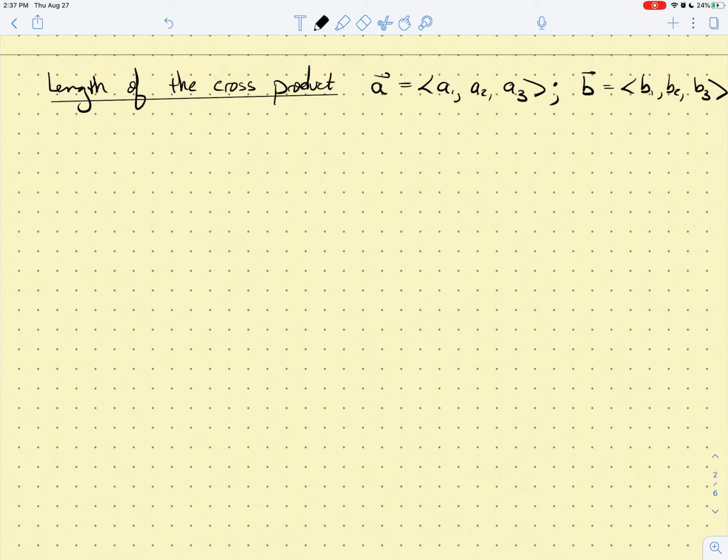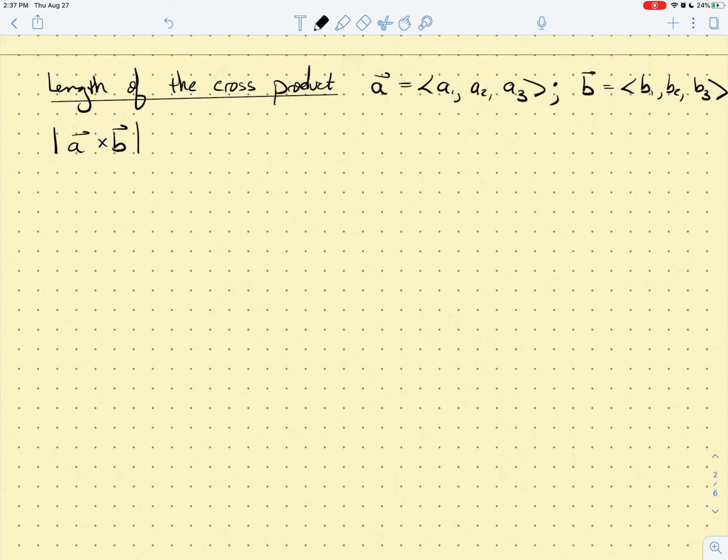Well, at the risk of putting some of you to sleep, I want to do a computation with you. And I want to do it with you because it's so fun and surprising, some things that happen. So we're interested in the length of A cross B. That's what I want to study.